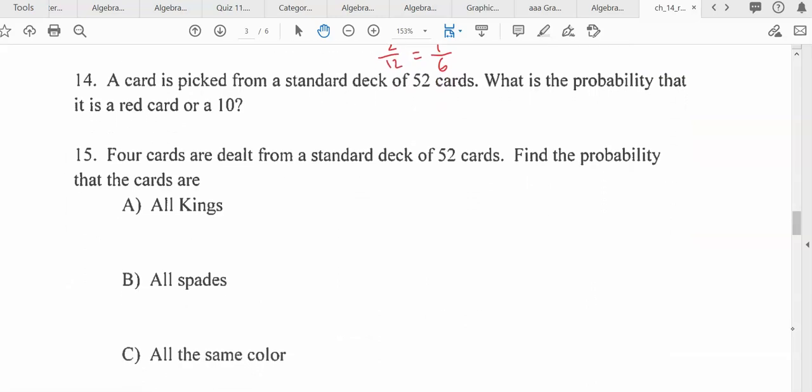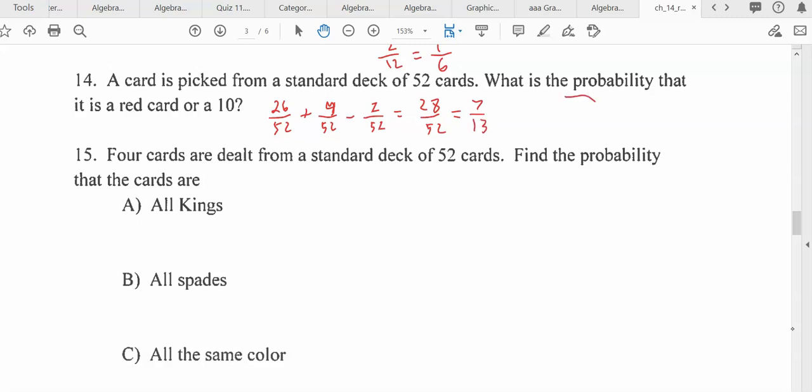That's red card or a 10. So we could use that formula. We could go, okay, probability of getting a red card is 26 out of 52, plus the probability of getting a 10, there are 4 of those, so 4 out of 52, minus the overlap. Are there any cards that are both red and 10s? There are 2, the 10 of hearts and the 10 of diamonds. So that'd be 2 out of 52 because I double counted those 2 cards. So 26 plus 4 minus 2 is 28. So 28 out of 52 would be the answer. Of course, you might be able to simplify that. I think that's 7/13.